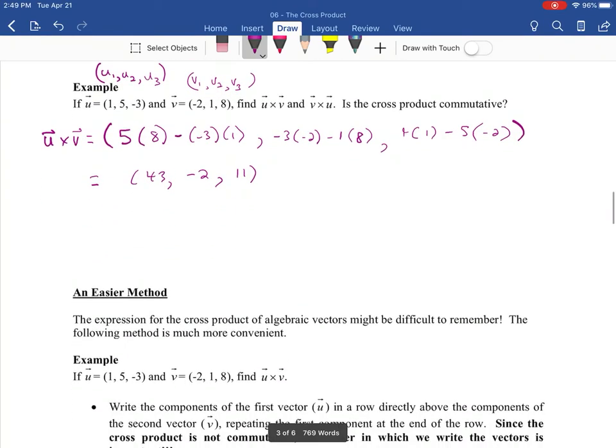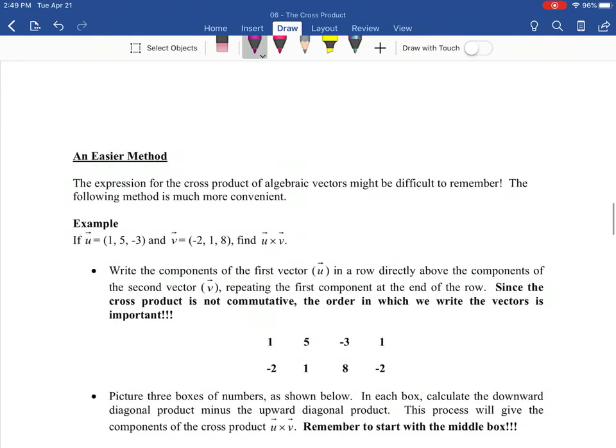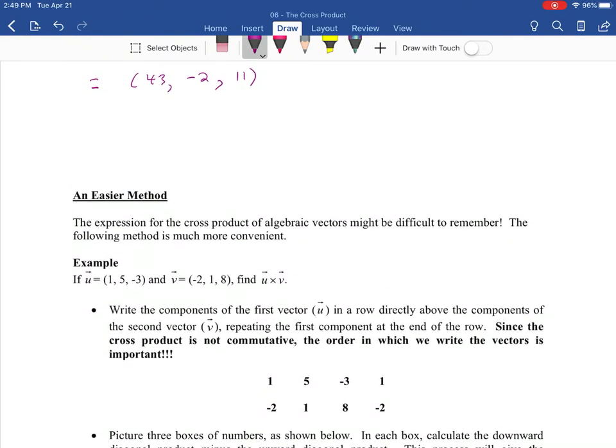So now all I'm going to show you is a short version of doing that. More refined, I'll call it. I'm going to do the exact same question another way. U vector is 1, 5, negative 3. V vector is negative 2, 1, 8. Find U cross V. Here's the shortened or more refined way to do it.